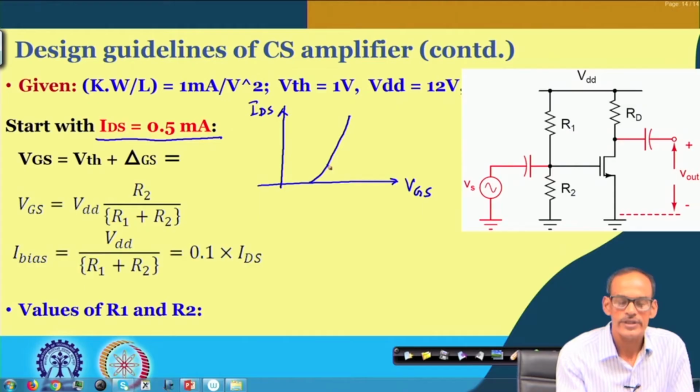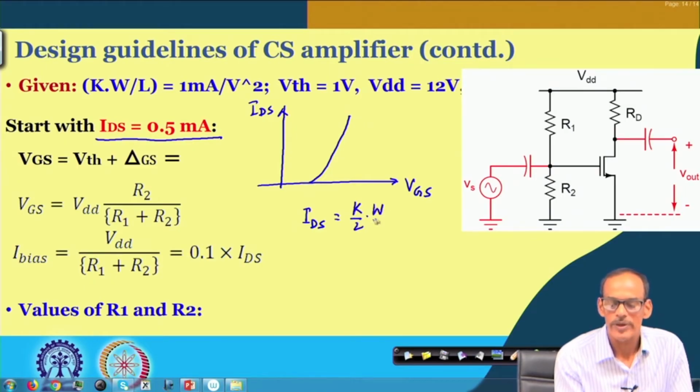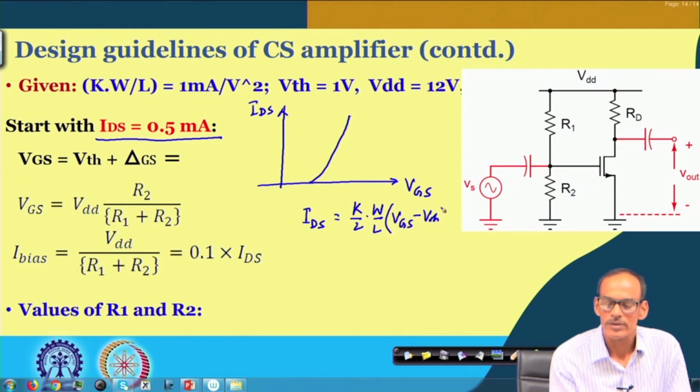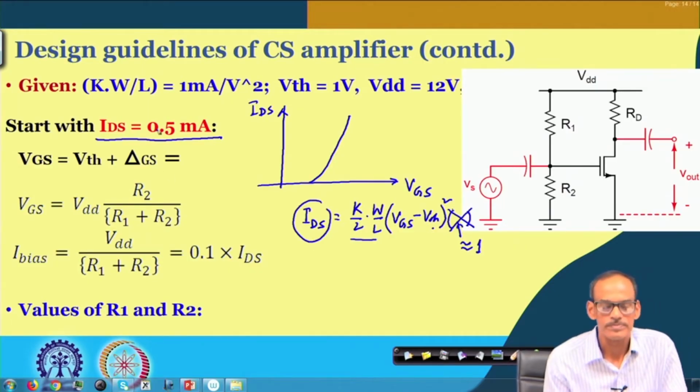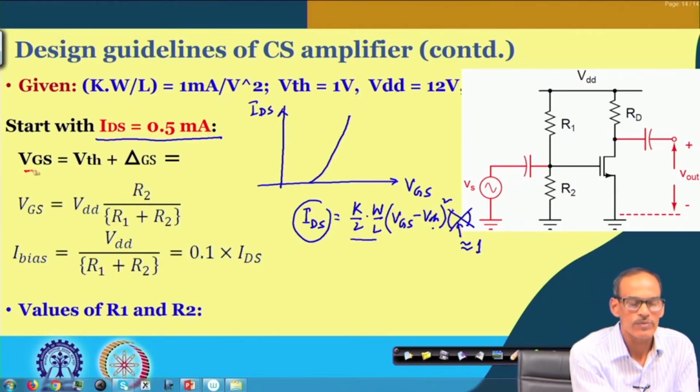In fact, this characteristic curve equation we already know, namely IDS equals k by 2 times W by L times (VGS minus VTH) squared, and then we have the 1 plus lambda VDS part, which we can ignore. So, approximately this is 1, and you may drop this part. Since these parameters are given to us, and we also have a target value, from that we can simply find the corresponding VGS.